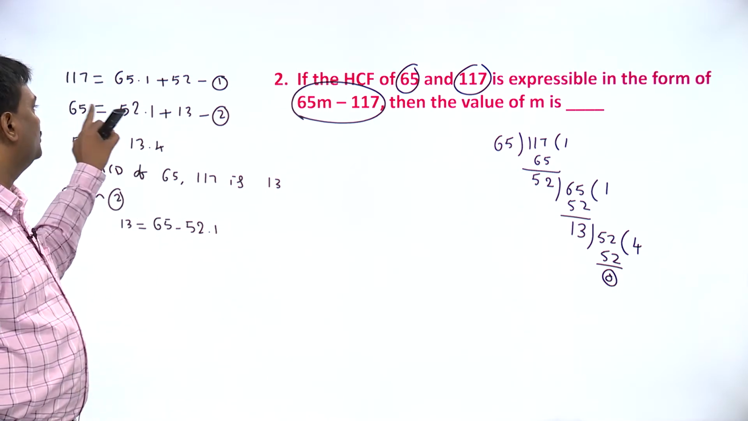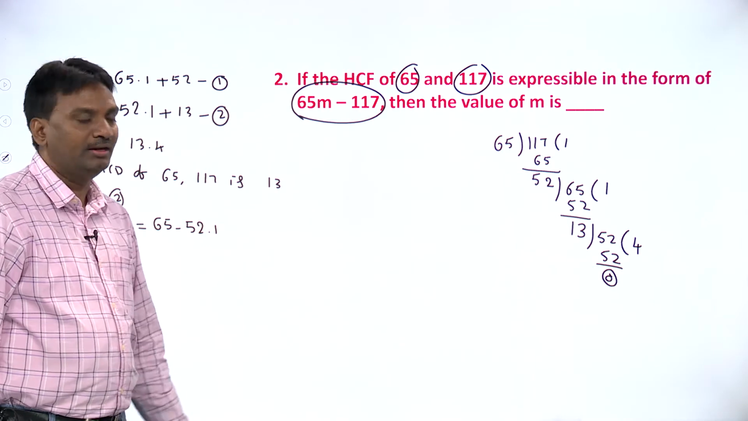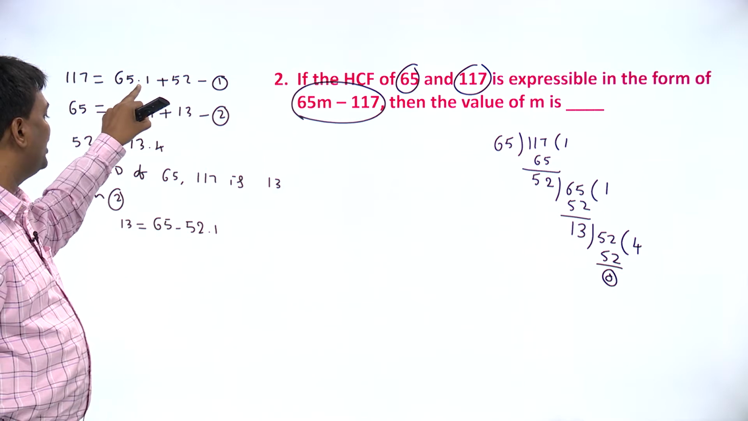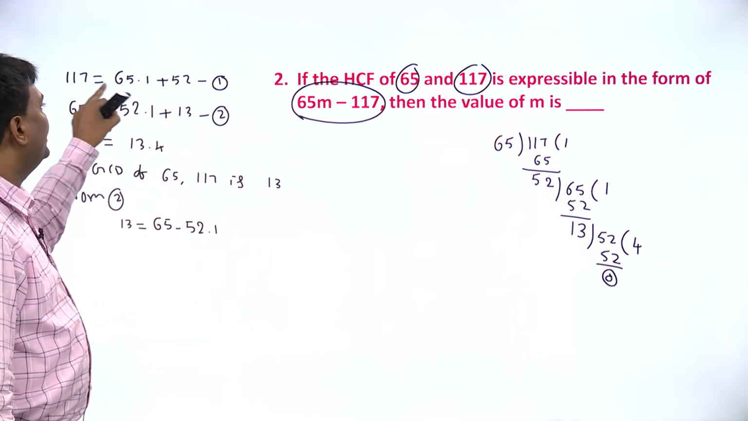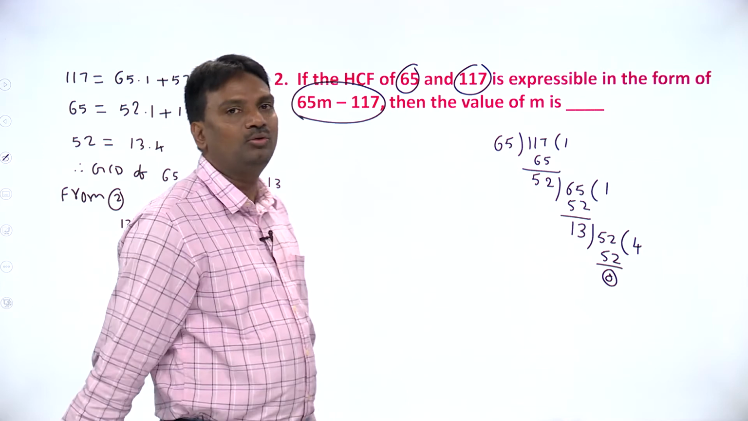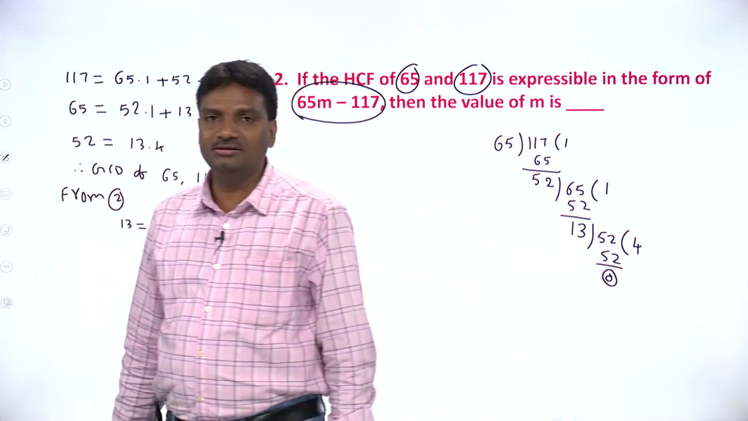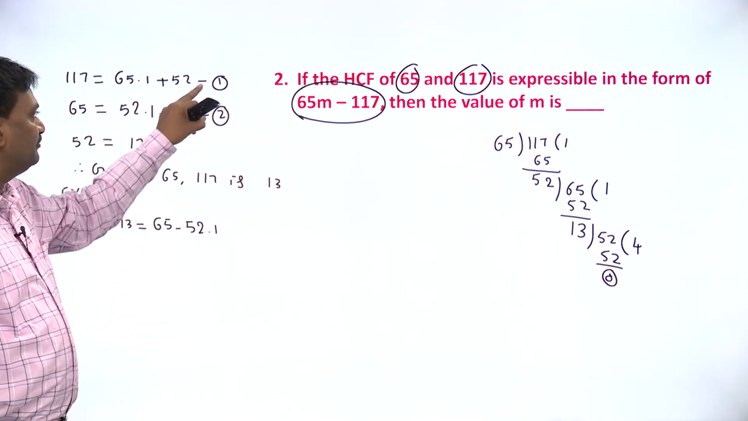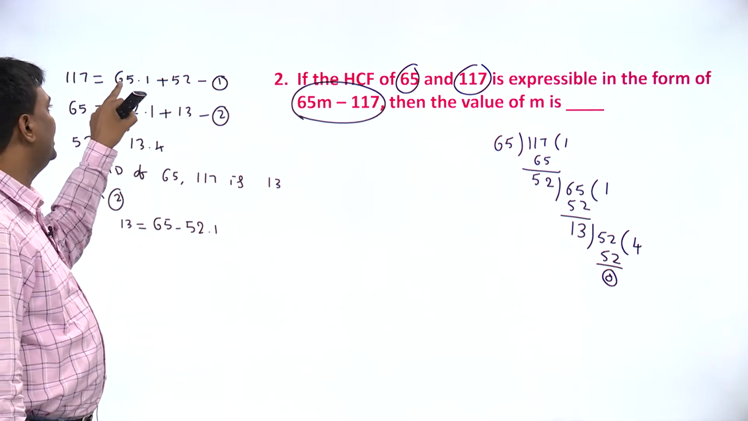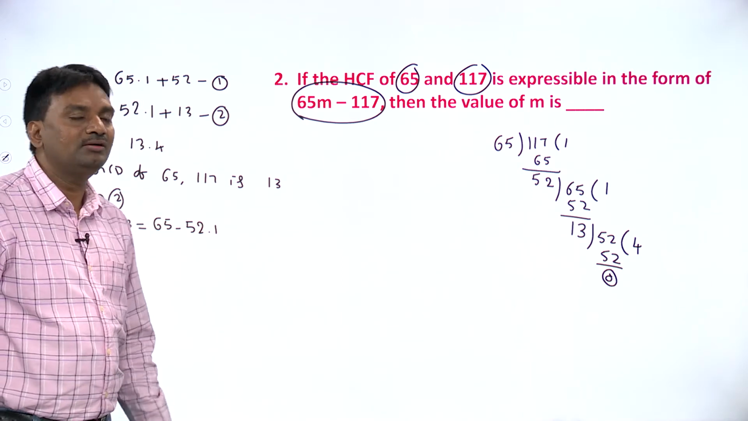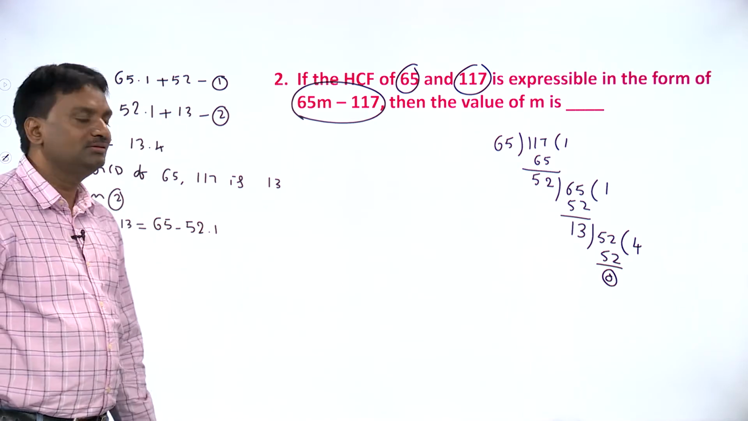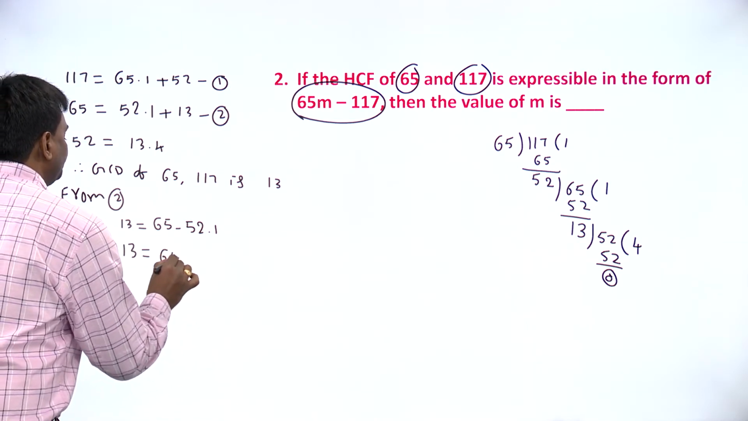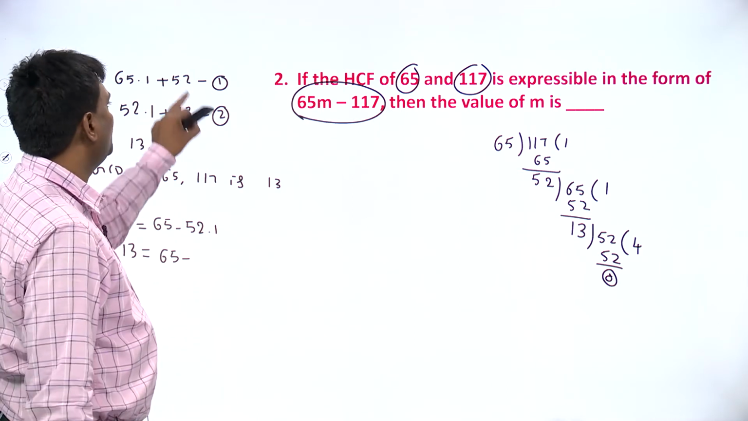We can write 13 equal to 65 minus 52 into 1. Here, by using equation 1, in place of 52, by taking 65 into 1 to this side, we can write 117 minus 65 into 1. Here we have 52 into 1. In place of 52, by using equation 1 we can write 117 minus 65 into 1. So, from this we can write 13 equal to 65 minus 52 into 1.